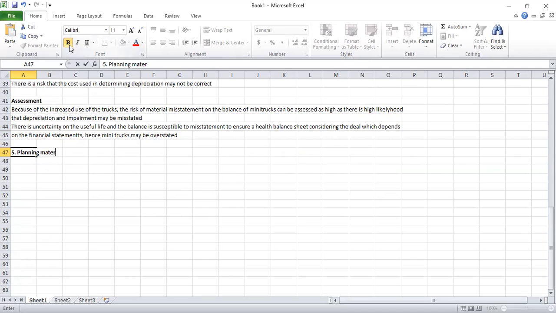Planning materiality. Step 1: determine which figures to use. Normally, you use the figures for the current financial year, if they are the unaudited figures, if they are available. So we are saying use current year actual figures, sorry, if they are available.